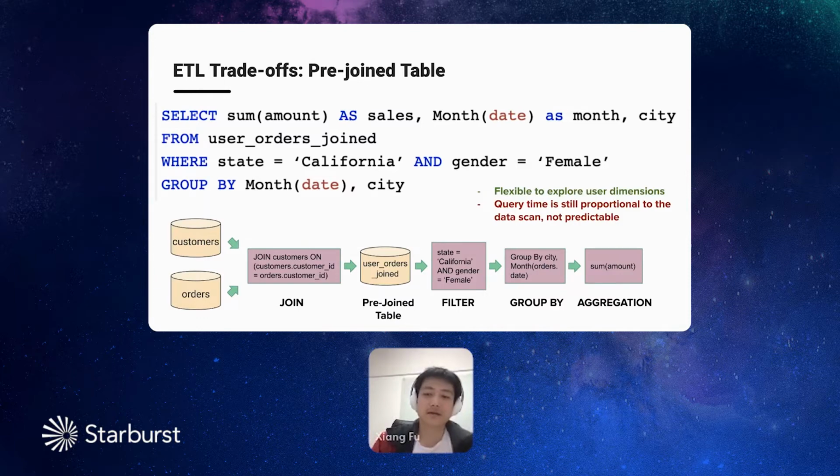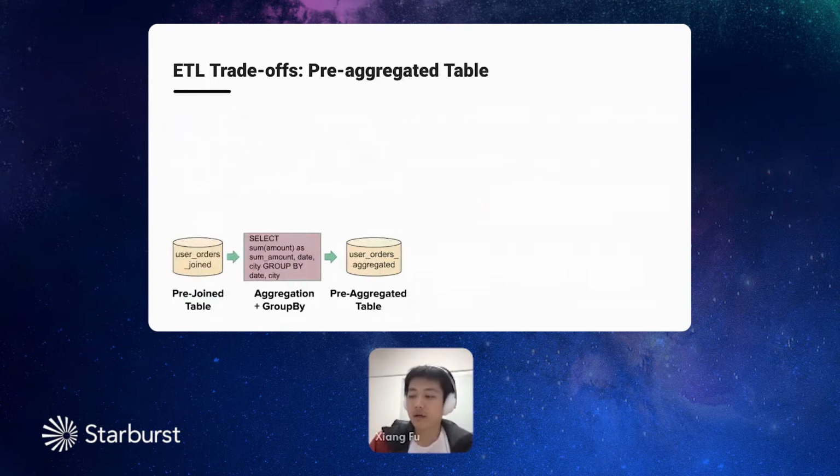Then you can just get the results. So in this case, the downside of the pre-joined table is that the query time is still proportional to the total number of rows you have to scan, right? In the above example, there are a million rows that match the predicate of, let's say, state California and gender female. Then these 1 million rows will be computed or aggregated on the fly in order to render the final results. So a noticeable improvement from the previous approach is to do pre-aggregation.